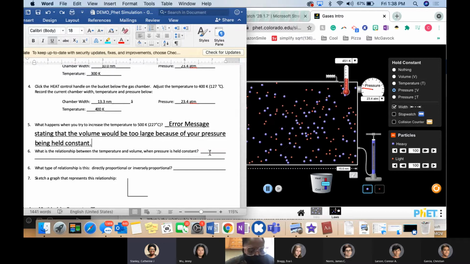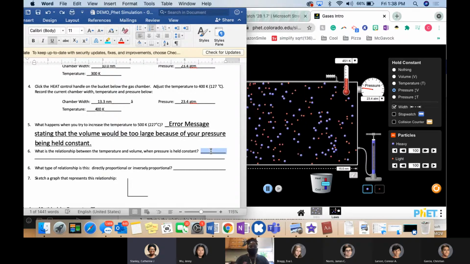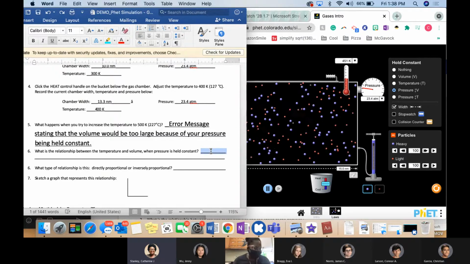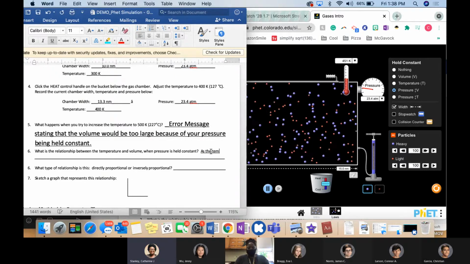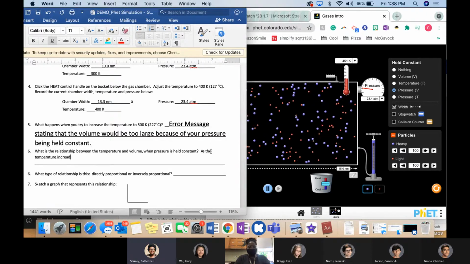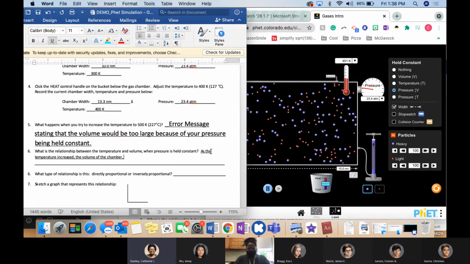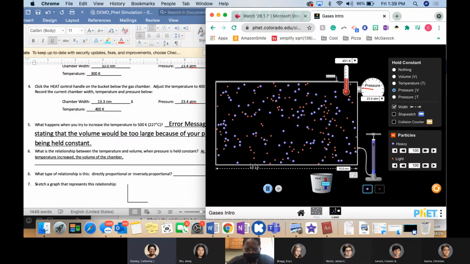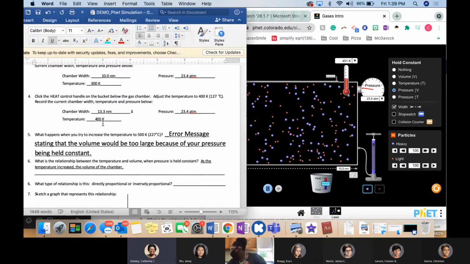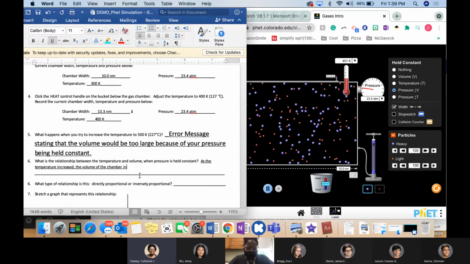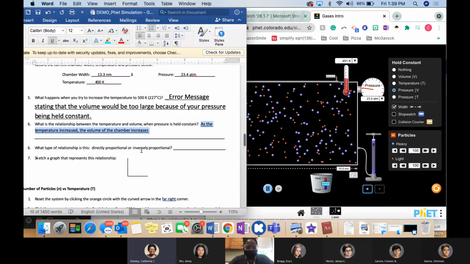Okay, well, that's easy. Let's see. As the temperature increased, what happened to the size of the chamber? As the temperature increased, the volume of the chamber did what? What happened to our width? If you look at your data, we went from 300 to 400. Say it again. Yep. It increases. As the temperature increases, the volume of the chamber increases.